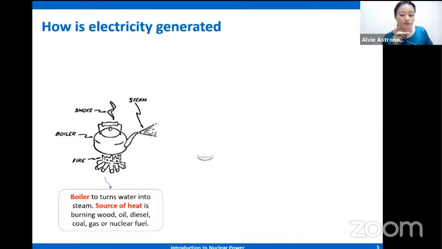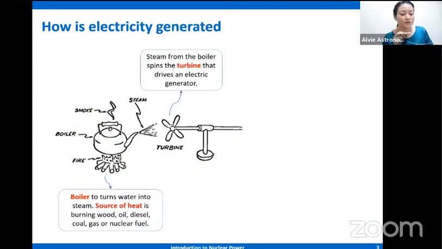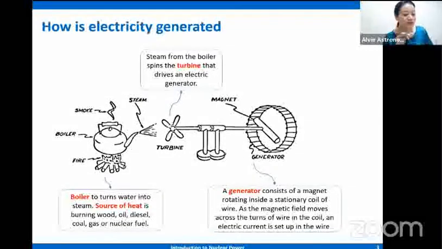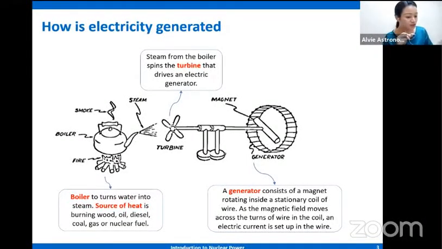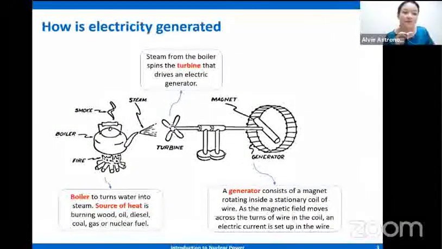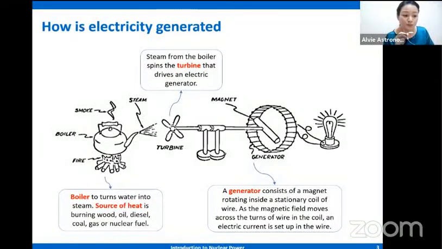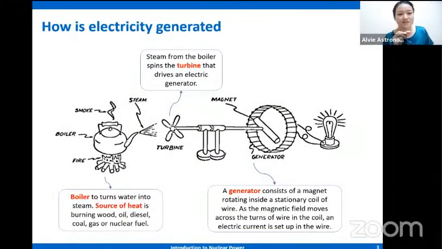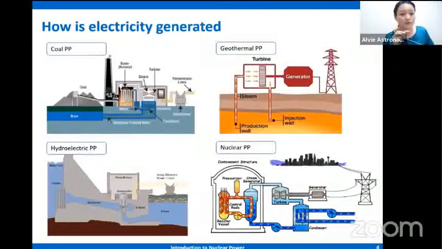Then once the water is turned into steam, it will turn a turbine, and that turbine will drive an electric generator, which consists of a magnet rotating inside a stationary coil of wire. That magnetic field moves across the coil, and that transforms mechanical energy into electricity. So this is the basic concept behind electricity and behind all thermal power plants.